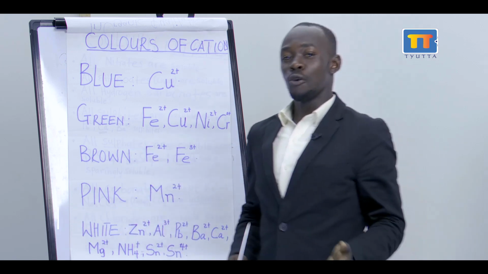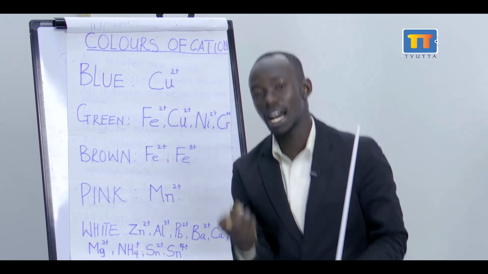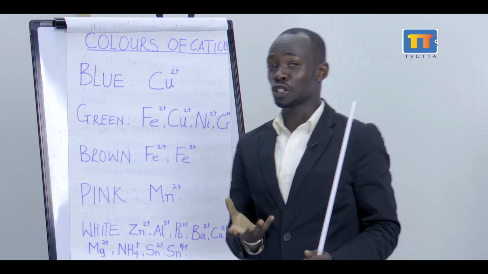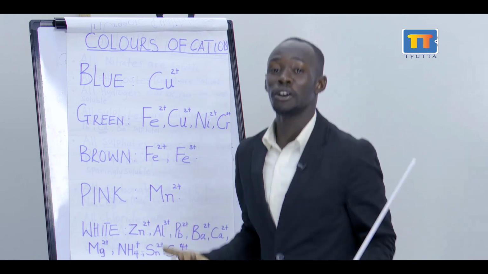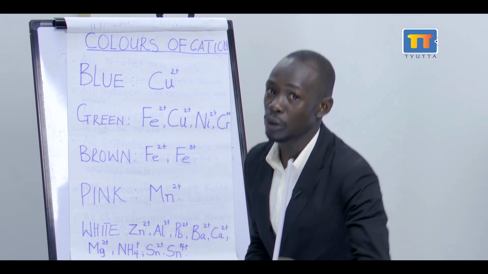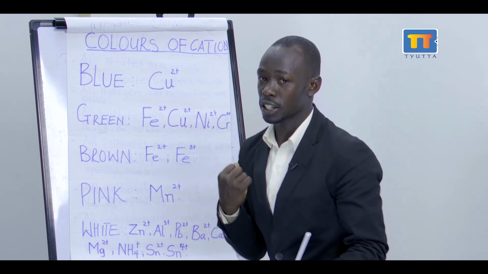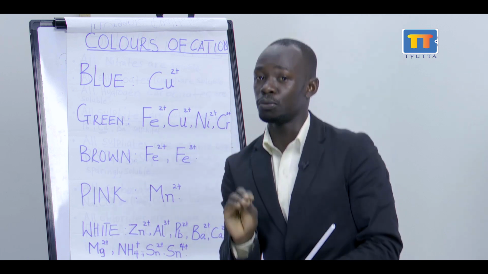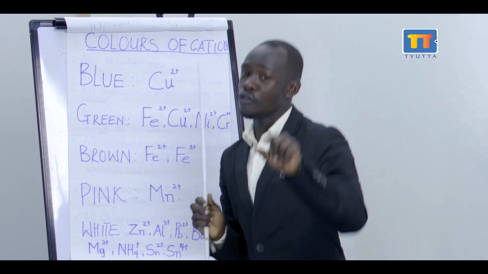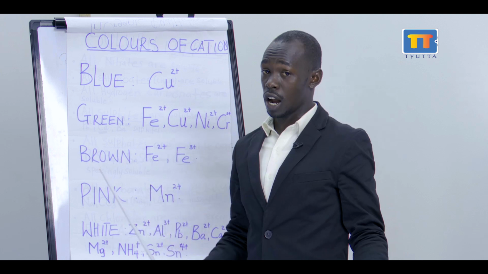Now we stopped on the colors of cations. I was going to show you how colors come about. And by the way, which colors are we talking about? Remember at the introduction I told you that one of the lesson objectives is the colors of cations. How do cations show colors?